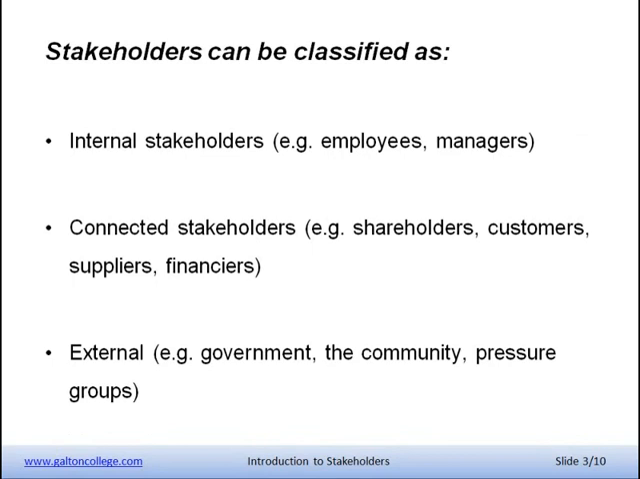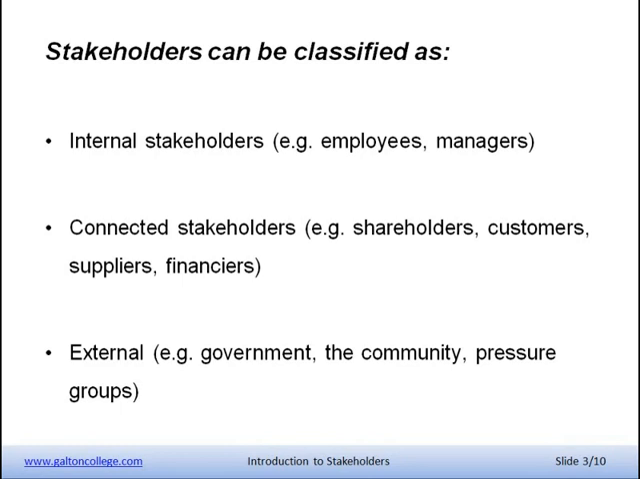Now, we can classify stakeholders according to their position in relationship to the organization, relationship to the firm or to the general organization. The first classification we may make is that of an internal stakeholder. For example, an employee or a manager. These are obvious stakeholders because they're interested in the direction, the role, the performance, the behavior of the firm, of the company. We've also got connected stakeholders.